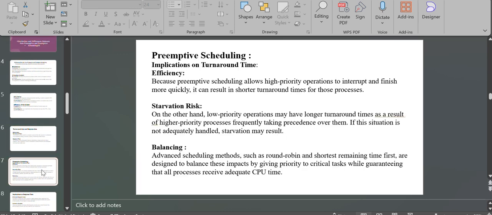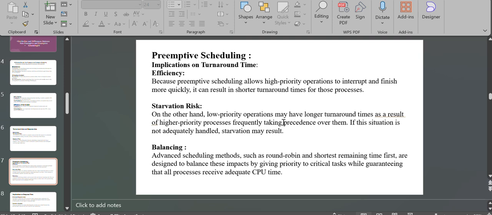And here you can see the preemptive scheduling implications on turnaround time. Efficiency: because preemptive scheduling allows high priority operations to interrupt, they finish more quickly. It can result in short turnaround time for those processes.